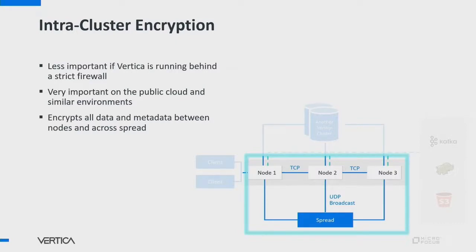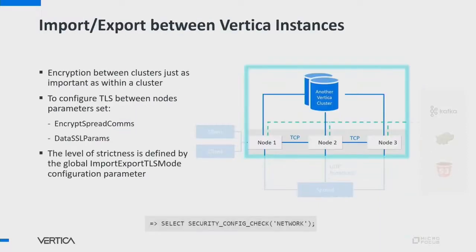If internode encryption is enabled, some of the queries may run slower than expected, depending on the data sent. There is no general rule here, but this should always be taken into account when we tune the performance of a solution. One Vertica instance can easily import and export data to or from other instances.